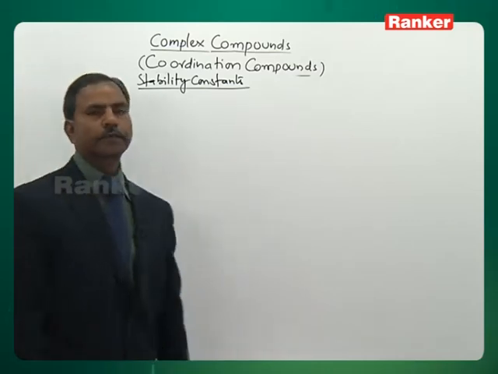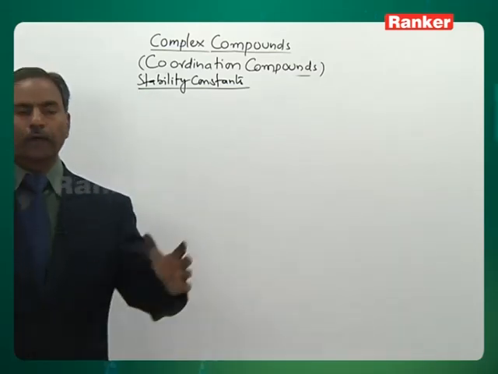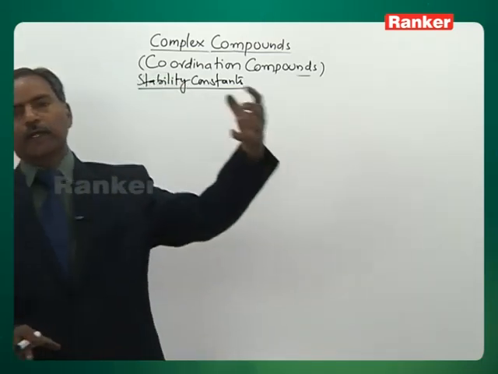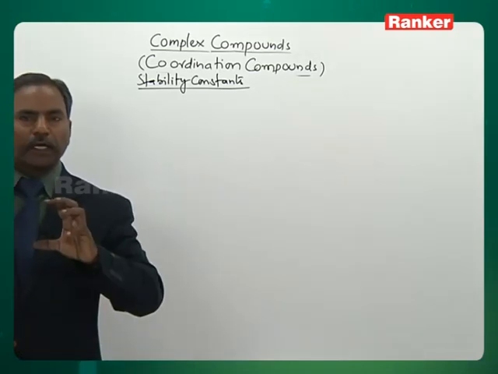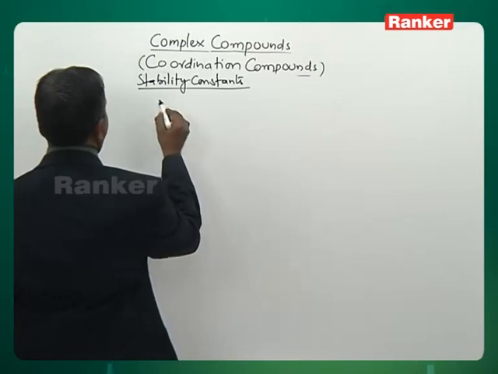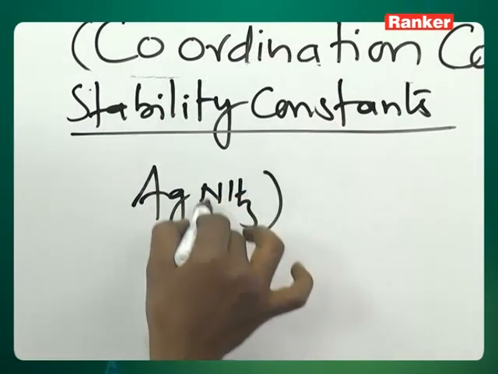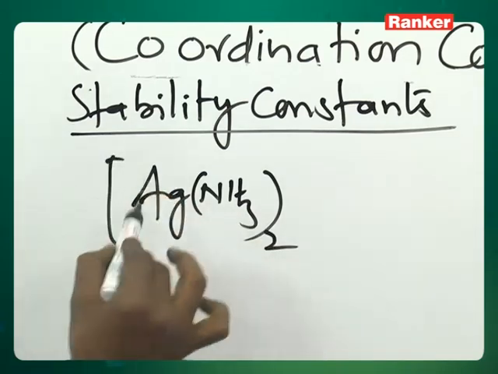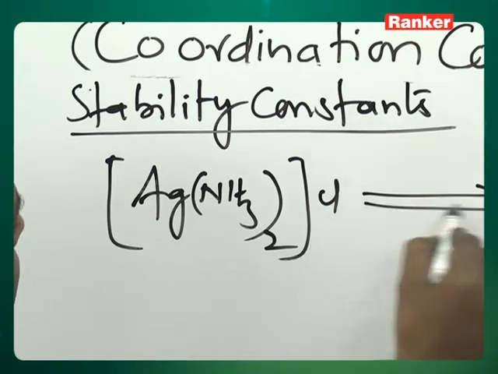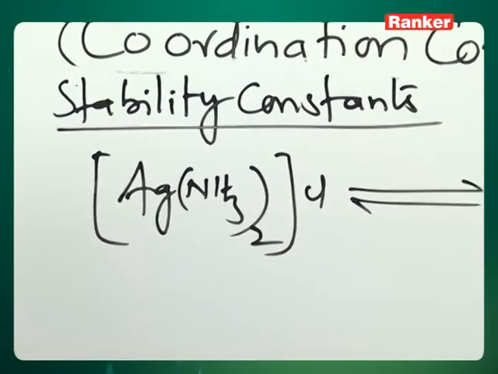Stability constants. Most complex compounds are found to be stable. When you take a complex compound, it is found to be stable, even though in aqueous solution it ionizes to a smaller extent. Take a complex, I am writing on the board, Ag(NH3)2 Cl. Once you put this in an aqueous solvent like water, it ionizes to a smaller extent.